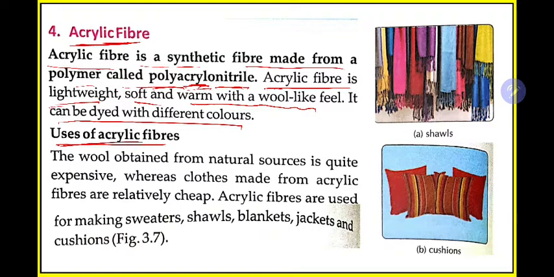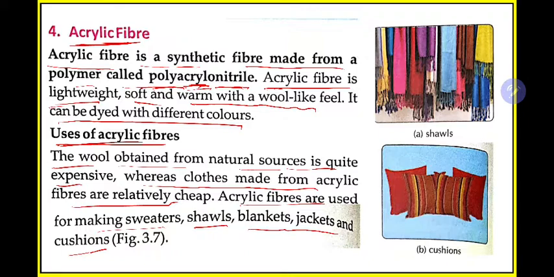What are the different uses of it? The wool obtained from natural sources is quite expensive, whereas cloths made from acrylic fibers are relatively cheap. Acrylic fiber is used for making sweaters, shawls, blankets, jackets and cushions. So they are telling us that the wool which you obtain from natural sources such as sheep, natural wool, is very expensive. So this artificial one is cheap, and it is used for making shawls, blankets and sweaters. These are some of the uses.